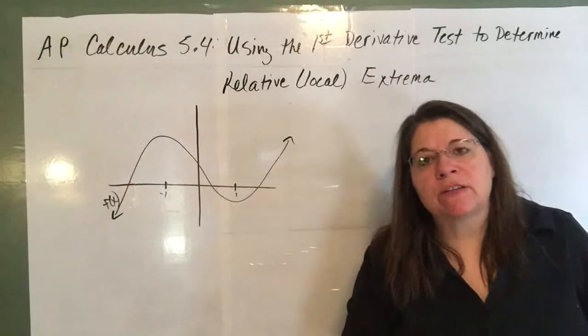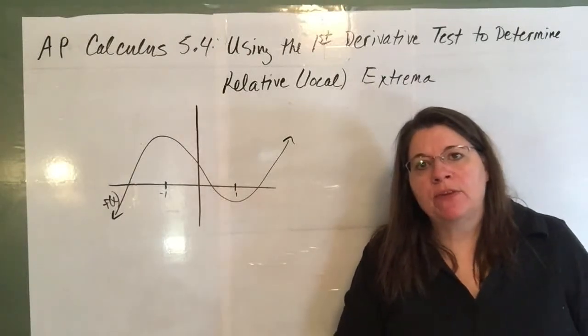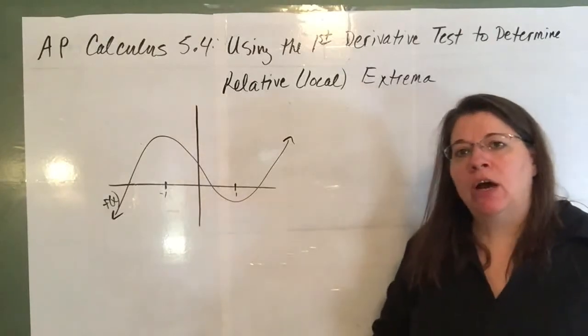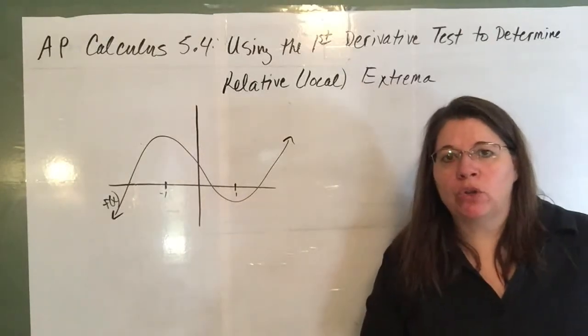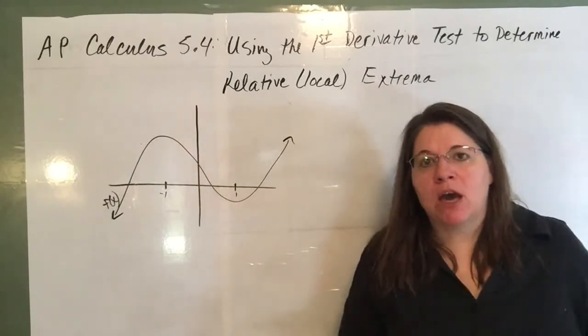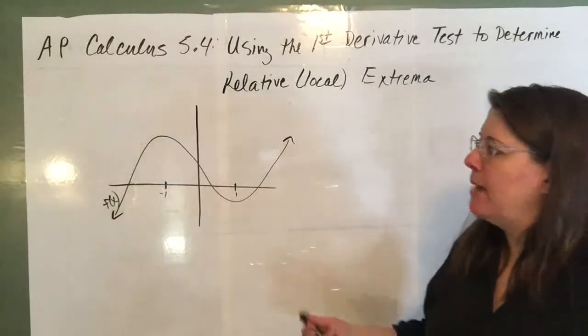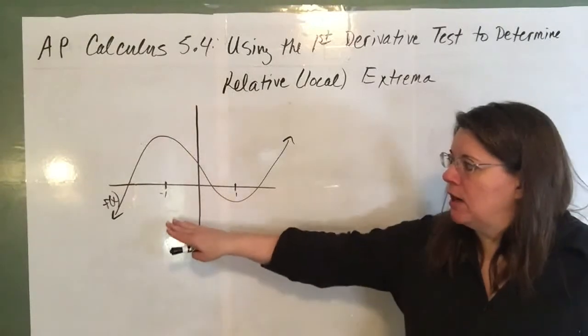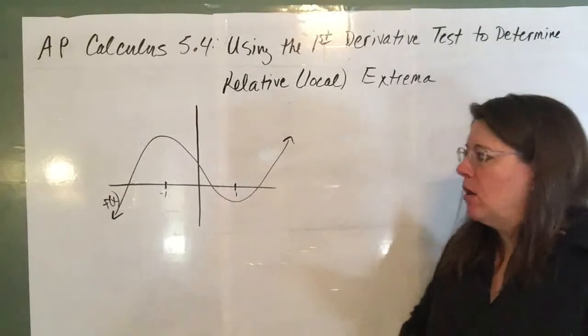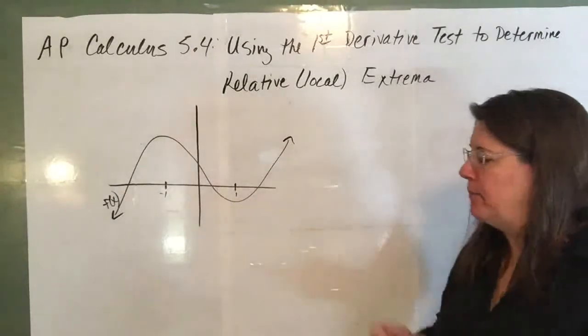This is AP Calculus 5.4, and in this section we're going to use the first derivative test to find all relative or local extrema, which means to find the relative maximums and minimums of a function. And I'm going to show you this based on just a simple graph, and then we're going to move into doing it algebraically or using our calculus knowledge.